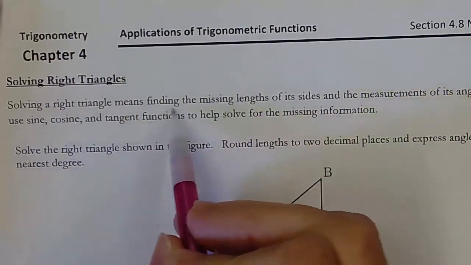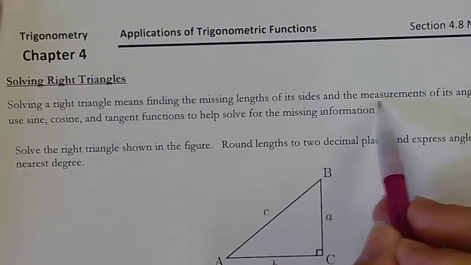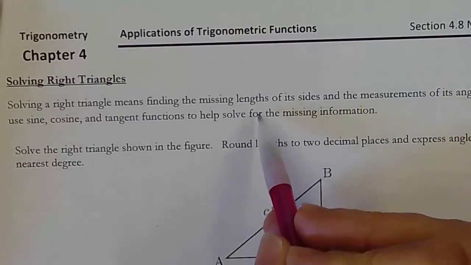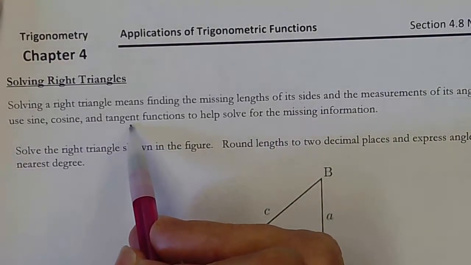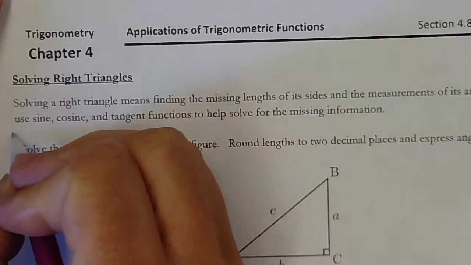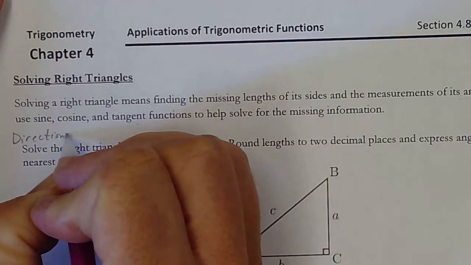Solving a right triangle means finding all the missing lengths and all the missing angles. Basically what that means, okay? So we're going to use sine, cosine, and tangent. We don't really need the reciprocal functions to help us figure this out. All right, so here's the directions for the next problems. This should be labeled directions, so feel free to write that in if you want.